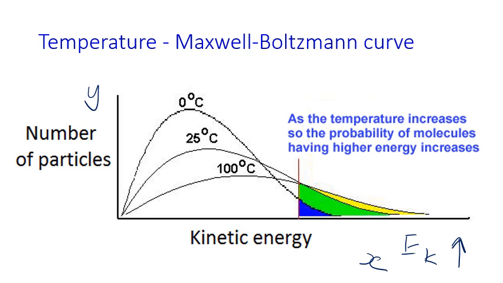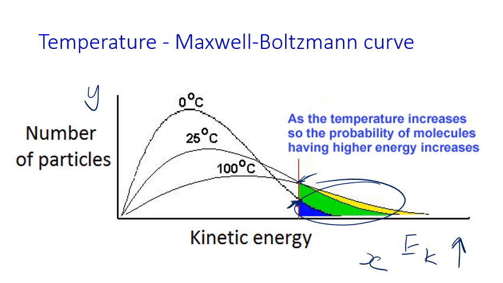So you can see at 0 degrees here, you're going to have a reasonably small number of particles with sufficient kinetic energy to undergo a successful collision. As you increase the temperature to 25, you're going to increase the number that are going to have the sufficient energy, and as you move on to 100, you will see that the number of particles, this area here, increases even further.